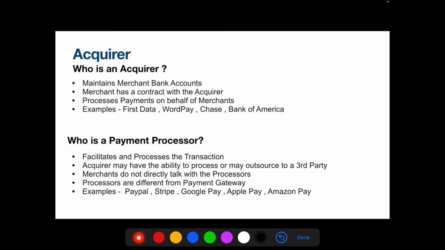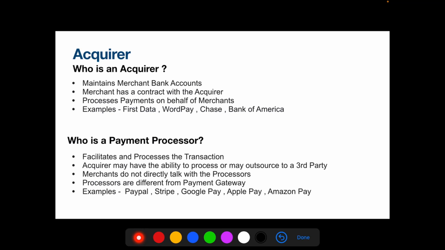So let's look at who's an acquirer. He maintains the merchant bank accounts. As a merchant, I take the services of an acquirer, and then it's the acquirer's responsibility to manage my account. The merchant has a contract with the acquirer. So obviously there are contractual obligations that bind the merchant and the acquirers.